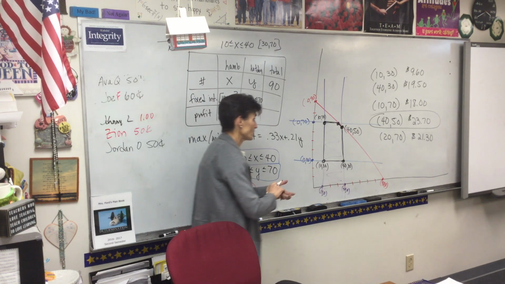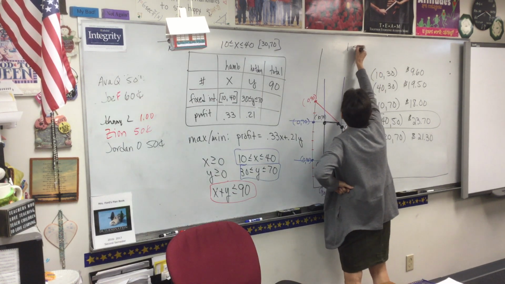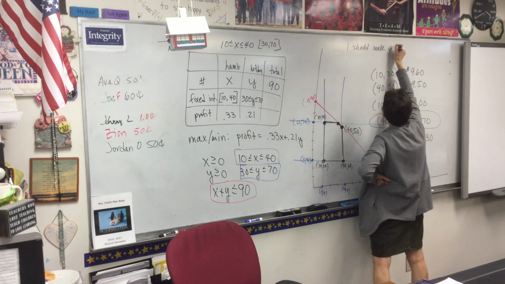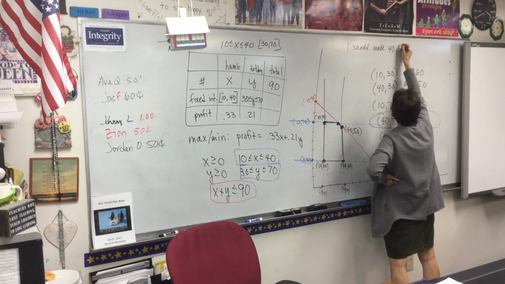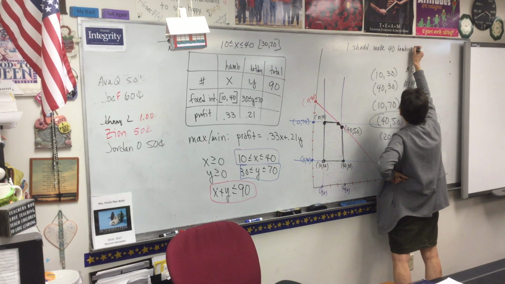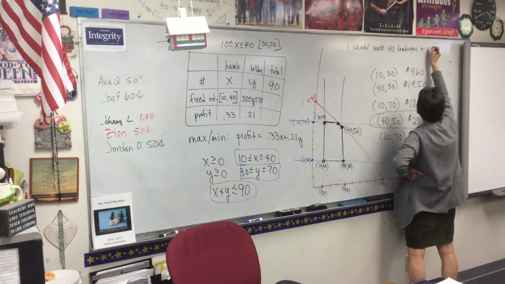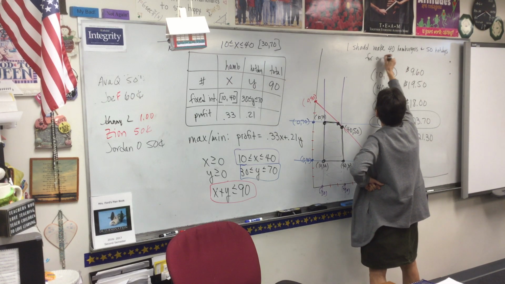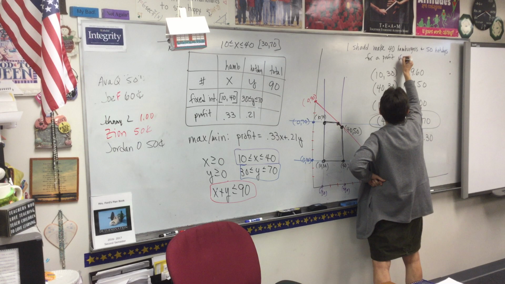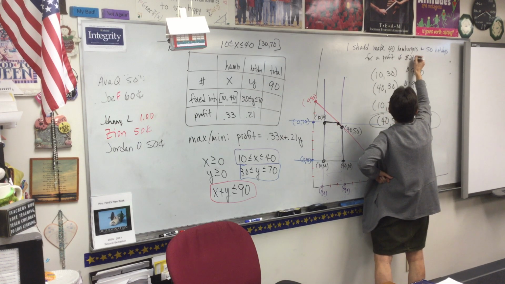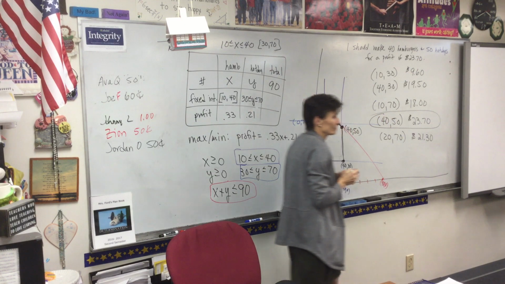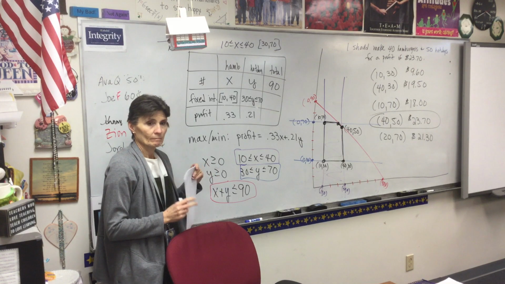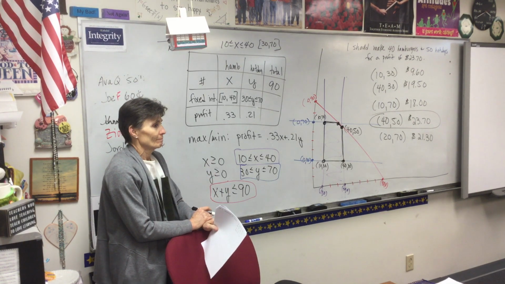So what's the answer to the question? 40 hamburgers, 50 hot dogs. Yep, I should make. Write a sentence. Don't whine and complain. You've done a ton of work. Don't stop now. I should make 40 hamburgers and 50 hot dogs for a profit of $23.70. That's not a lot of money. There's no way I do that.